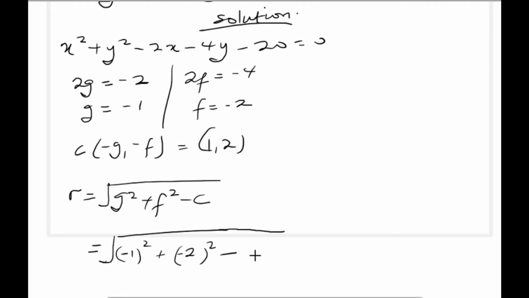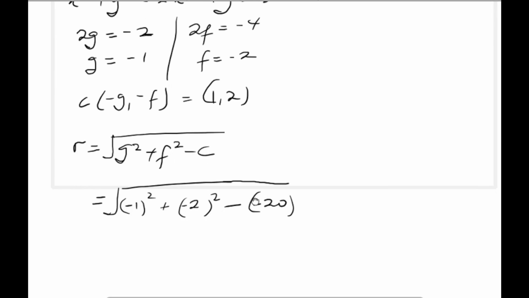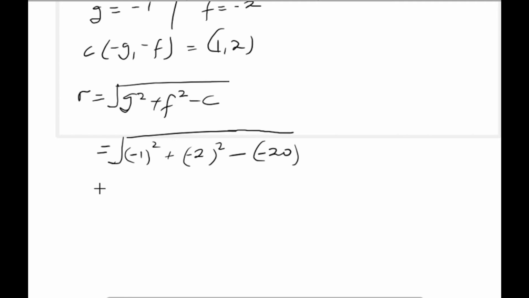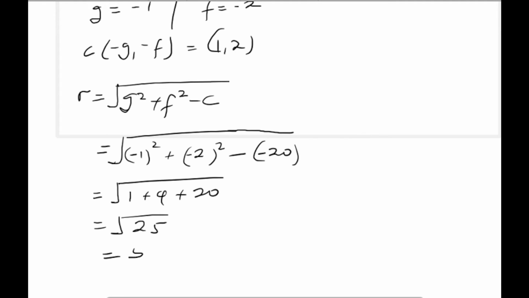So that is negative 20. So this gives us the square root of 1 plus 4 plus 20. And that will give us the square root of 25. And this is equal to 5 units. So this is the radius of our circle.